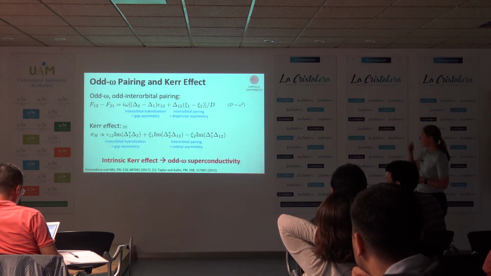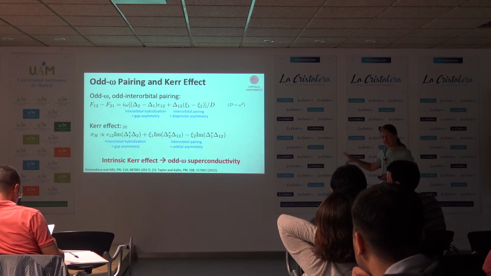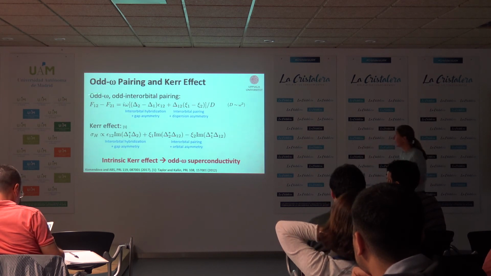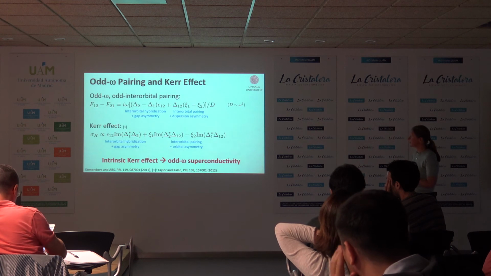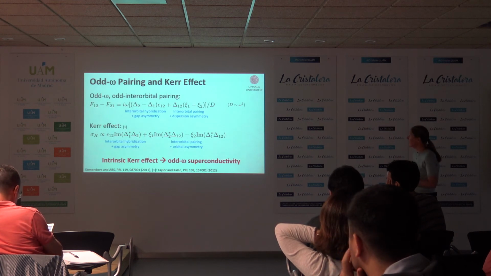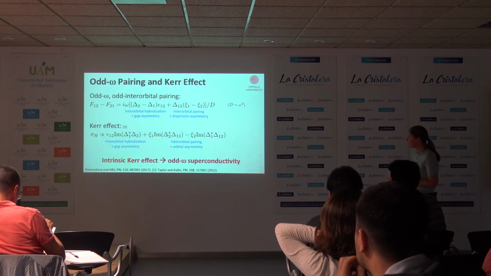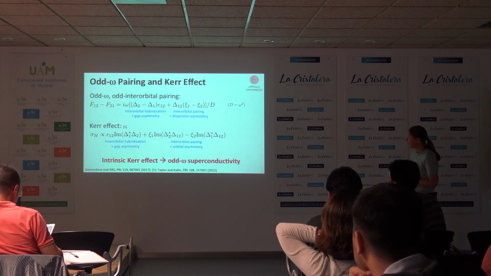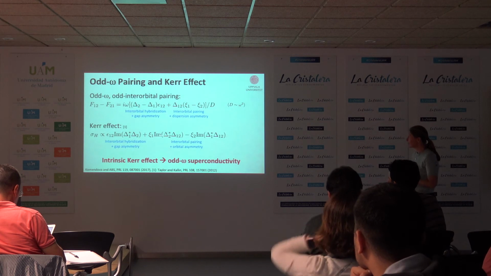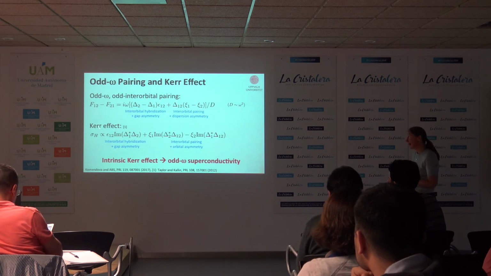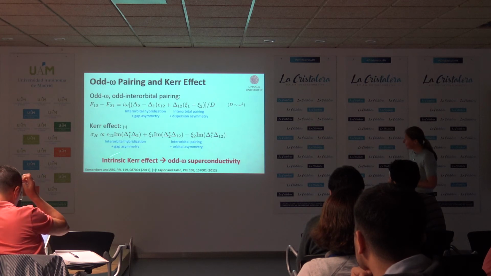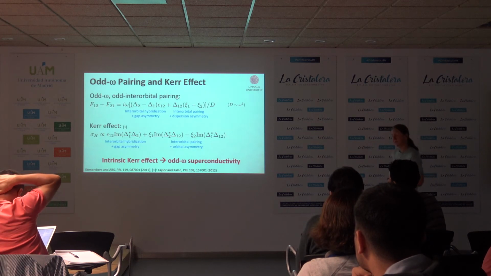Now, we were fortunate that Taylor and Kallin had worked out the Kerr effect with the same model. So we compared our expression with the expression of the Kerr effect, and it turns out the Kerr effect would only be non-zero if I have some interorbital hybridization, this epsilon 1,2, plus some gap asymmetry, or if I have interorbital pairing, delta 1,2, with some orbital symmetry. It's not exactly the same form, but if you stare at this, you say, I know this is non-zero, that is what was measured, then this must be non-zero. So we're saying if you have an intrinsic Kerr effect, you know that you have odd frequency pairing in your system.